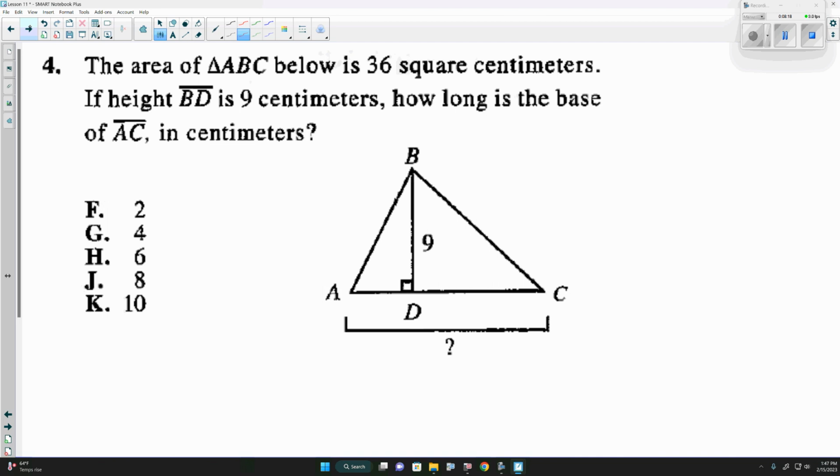The area of triangle ABC is 36 square centimeters. If the height is 9 centimeters, how long is the base in centimeters? Go on and do this one on your own.